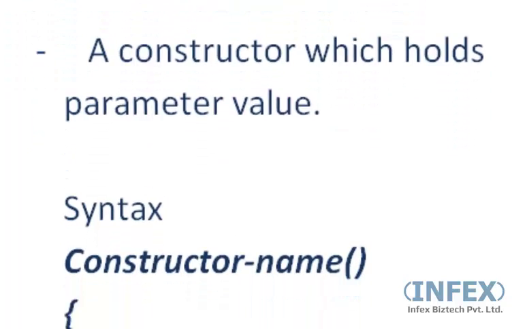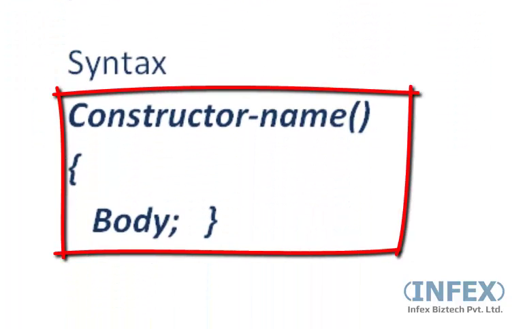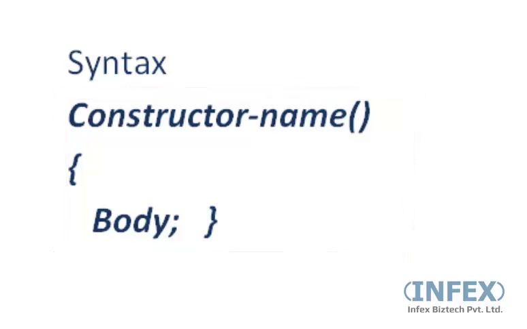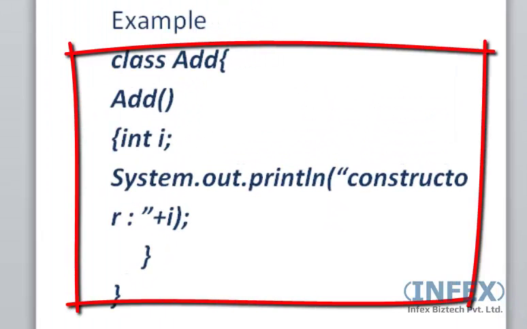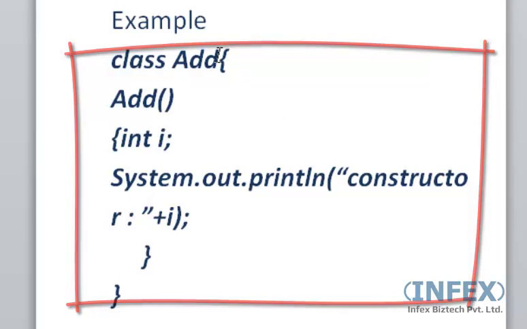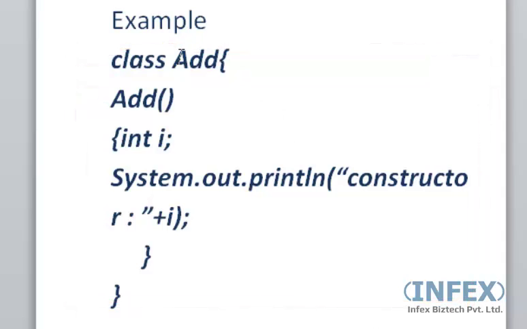Let's take a look at the syntax of a constructor. Here, the constructor name is the name of the constructor, which must be the same as the class name. This is the simple example of a constructor. In this example, the class name add is the same as the constructor name add, and here there is no parameter value.